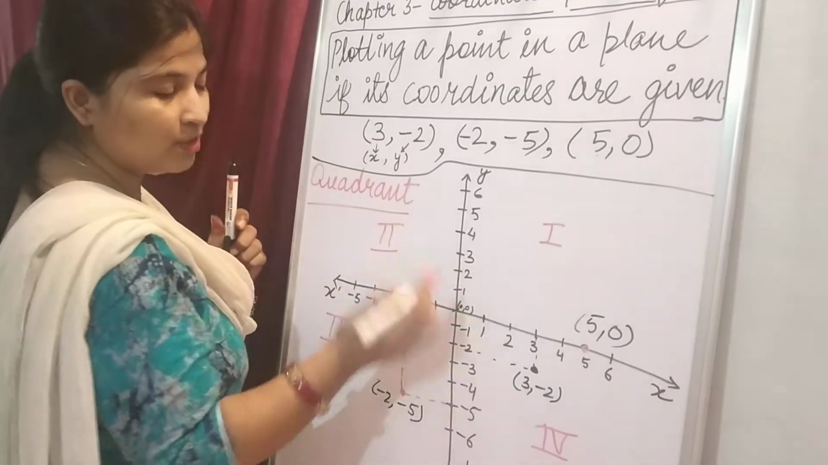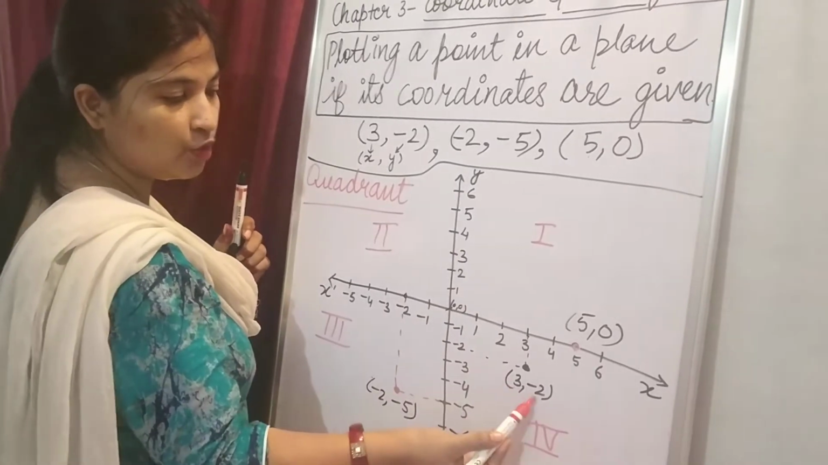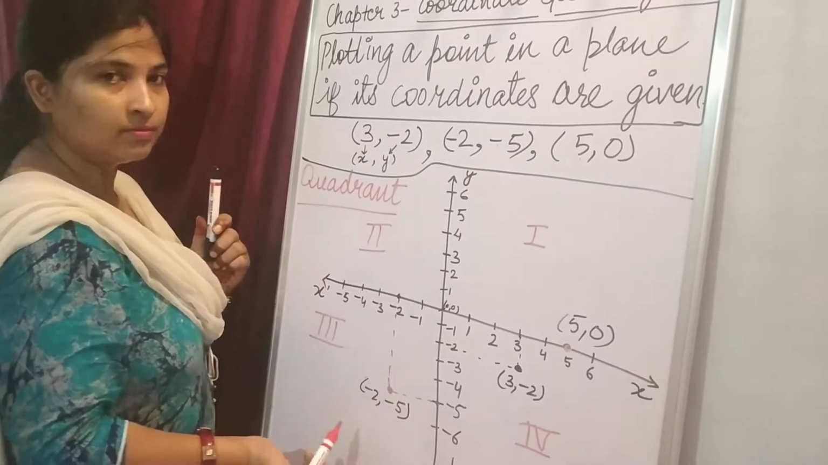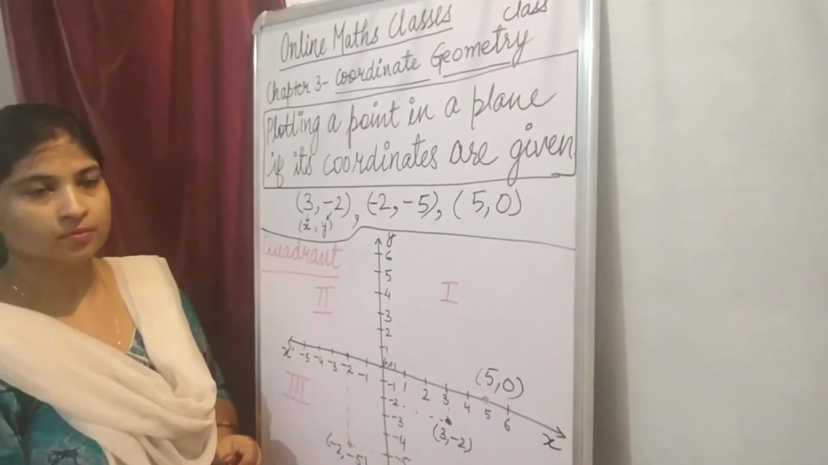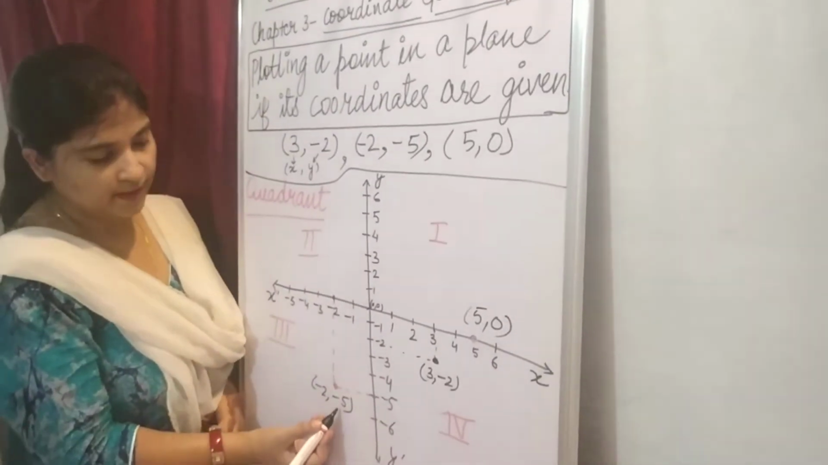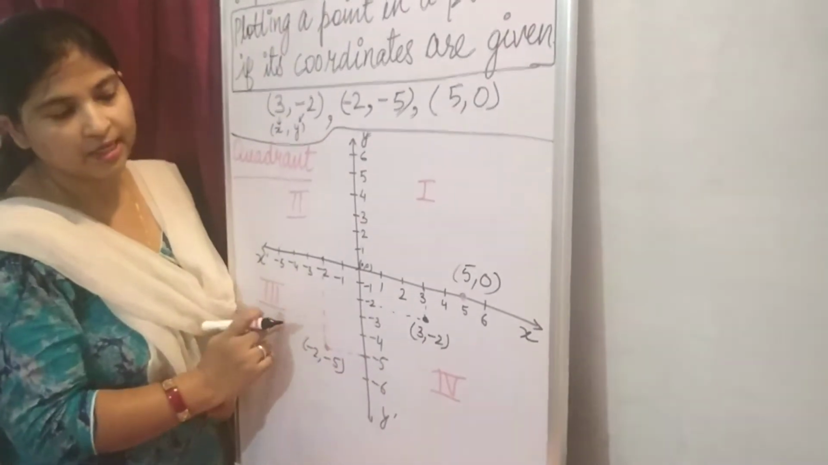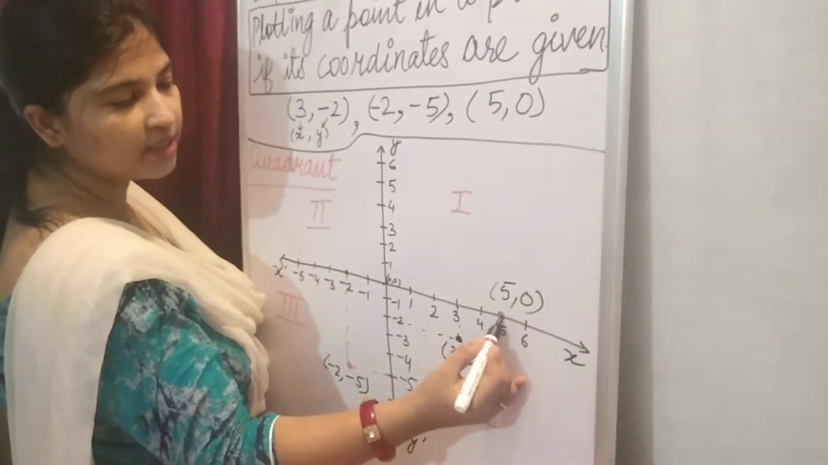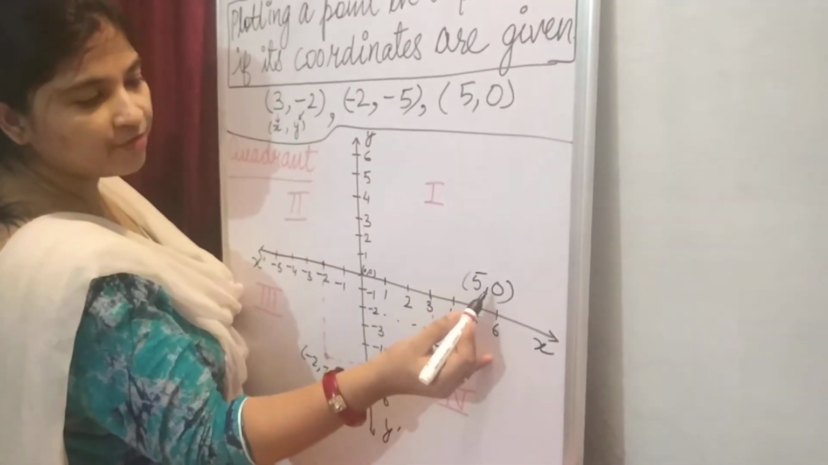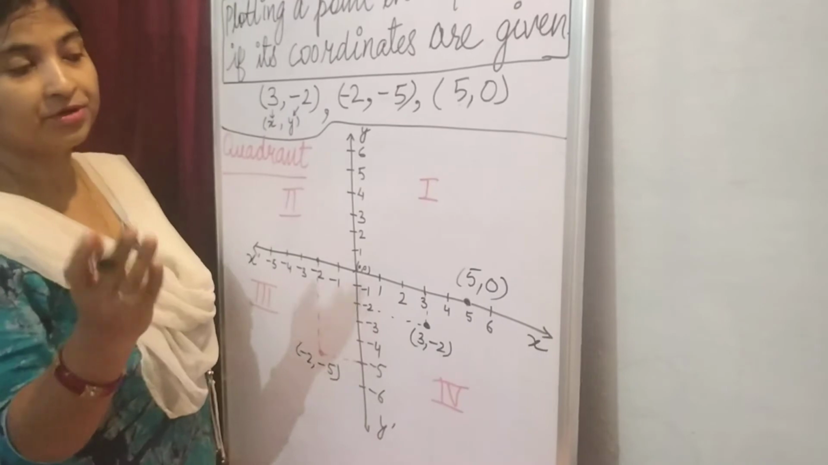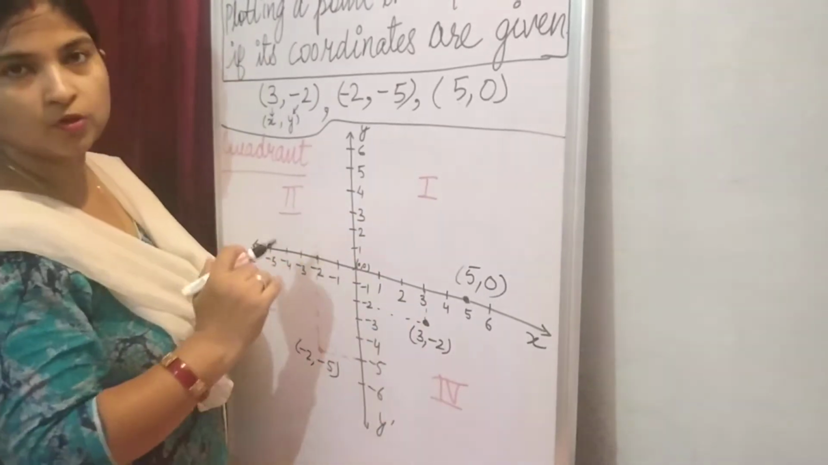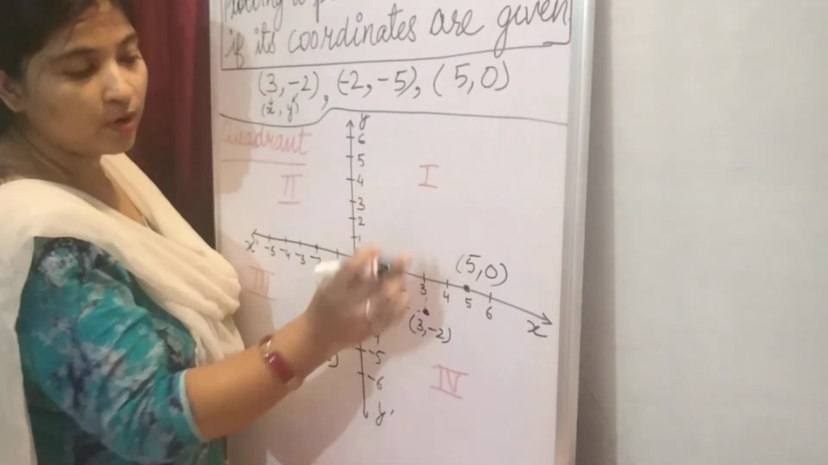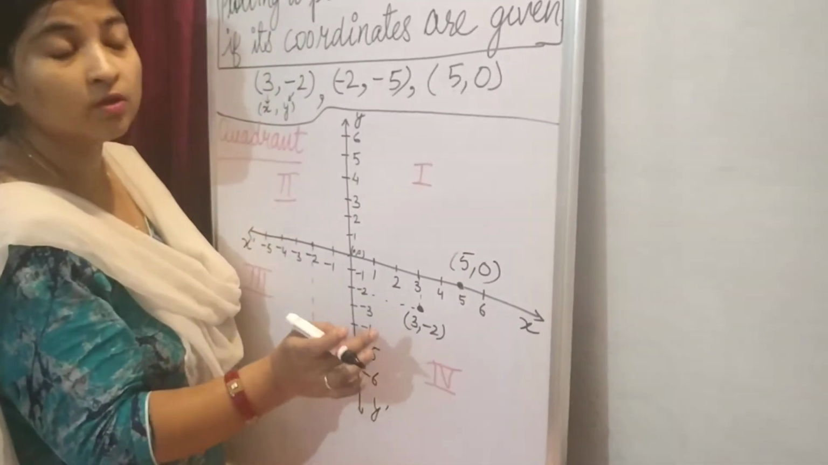Okay, so can you see that point (3, -2) is lying in fourth, and point (-2, -5) is lying in which quadrant? This is lying in third quadrant. At the same time, one question is coming, that is, this point (5, 0) is lying in which quadrant? Can you tell me, in first or fourth? So the answer is, can you see that it is not lying in either first quadrant nor in fourth quadrant?